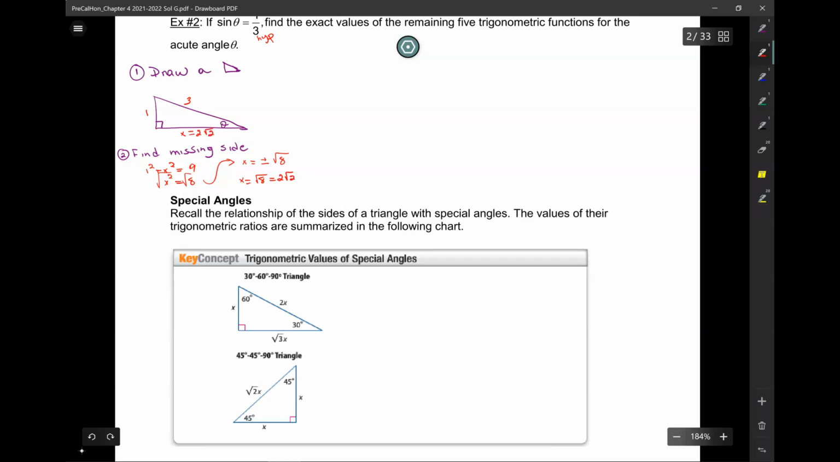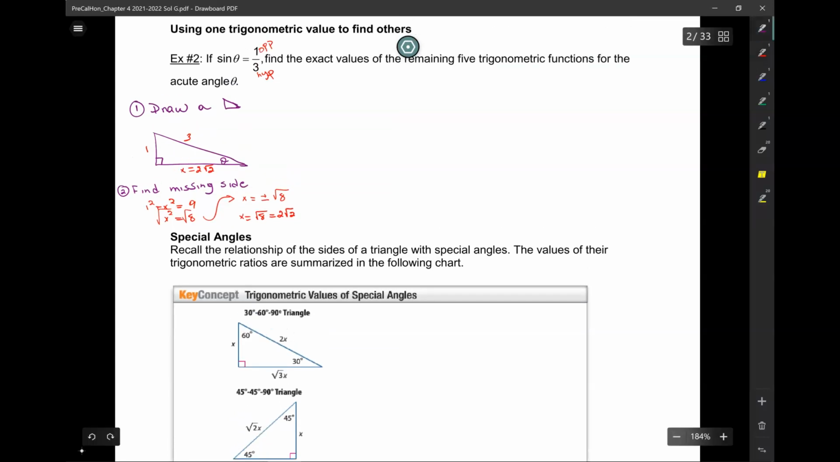Okay? All right, now that we have all 3 sides, then the rest is just like what we did before, right? So sine we were given as 1/3. Cosine is 2 root 2 over 3. Tangent is 1 over 2 root 2.